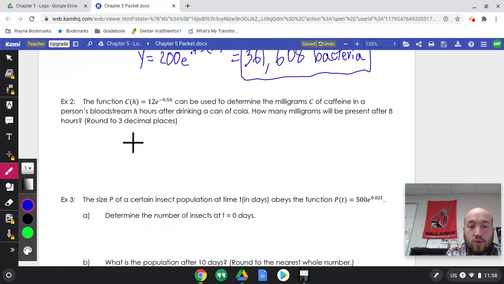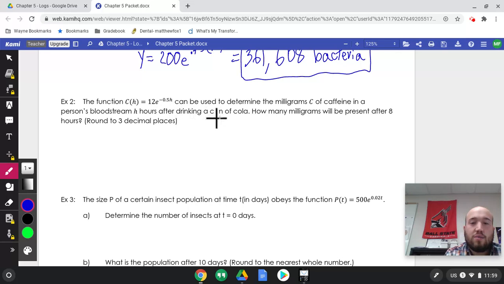If we look at example 2 here, here's our function, and C of H stands for caffeine as hours pass, and it's 12e to the negative 0.5H. Negative tells us it's decaying, meaning as time passes since we've drunk this can of cola, the amount of caffeine in our blood system will be going down. It slowly passes out of the body. I'm guessing lots of you know how that works with energy drinks or Mountain Dew or coffee. When you drink it, you feel the effects of caffeine. Over time, you feel less and less of those effects because the amount inside your body is decaying.